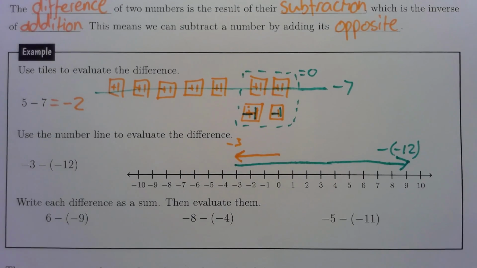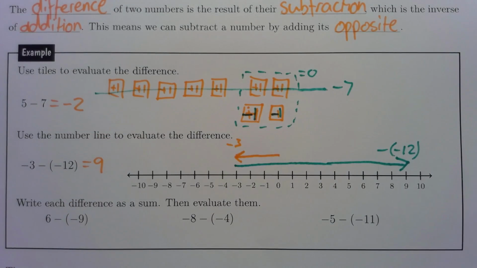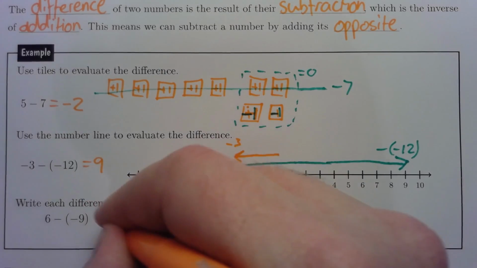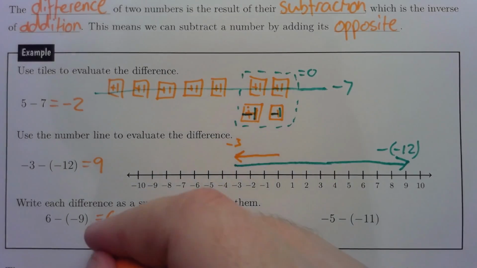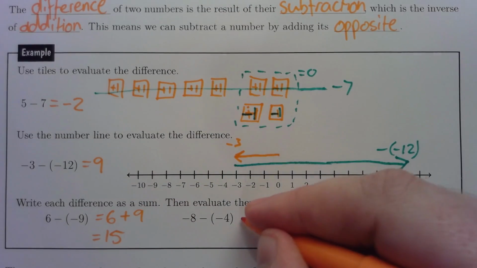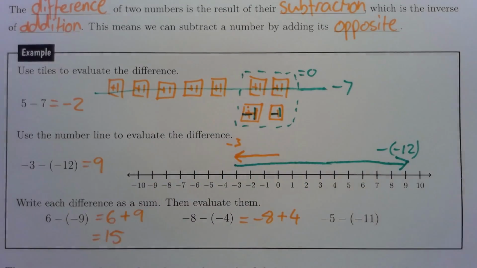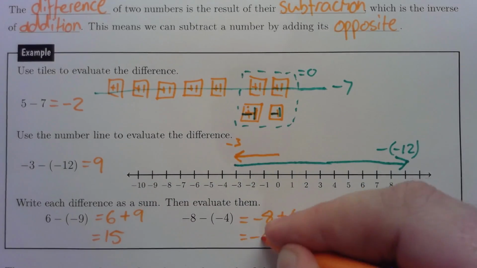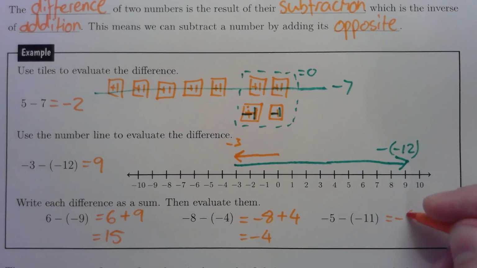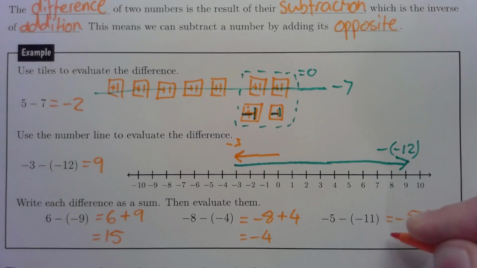In fact, in general, any time we're subtracting a negative number, we can always write it as adding a positive number. So 6 subtract -9 is the same as 6 plus 9, which is 15. -8 subtract -4 is the same as -8 plus 4. And -5 subtract -11 is the same as -5 plus 11.